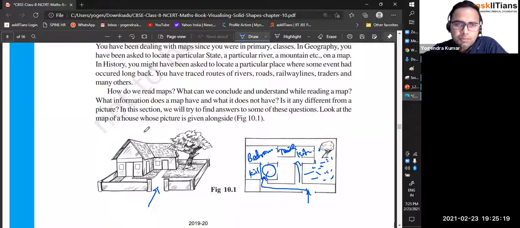How do we read maps? We need to understand it and build the house like that. So we need to read it like this, correct?